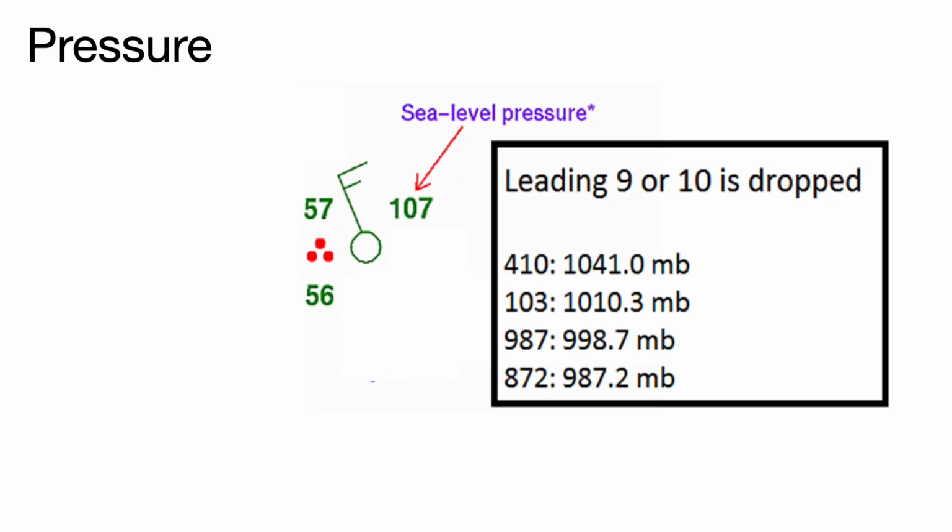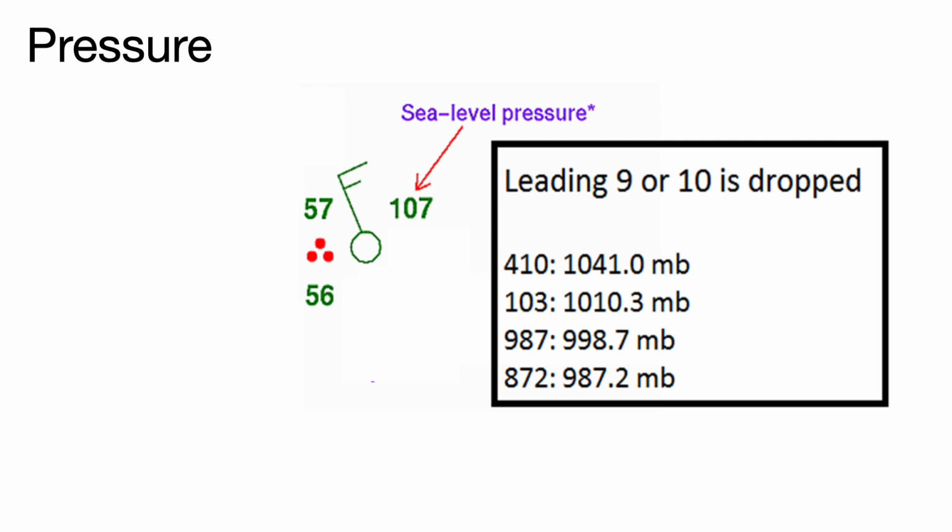Saving the hardest for last, we're going to talk about plotting our pressure. The pressure number is again shown in the top right corner of a station model, and one of the things that we do to shorten this number for the computers is we will either drop the leading 9 or the leading 10 and the decimal place. So here are a few examples coded that are on your half sheet.